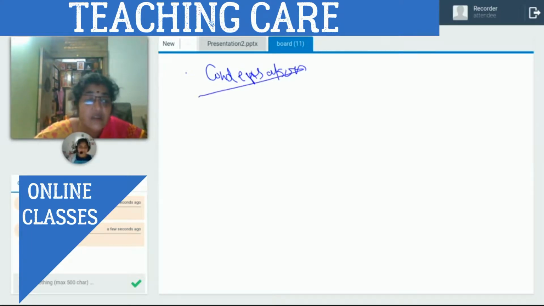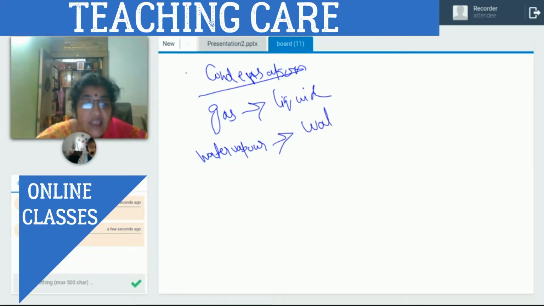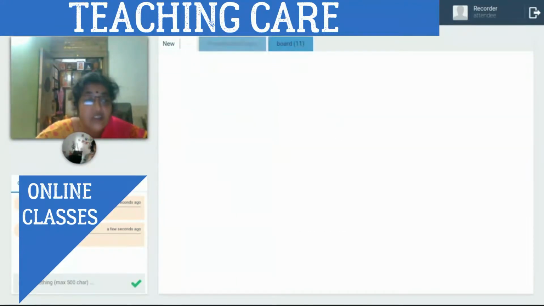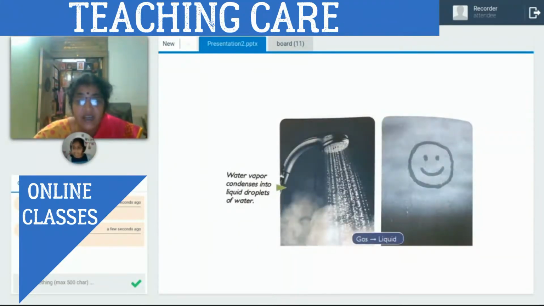Condensation is gas to liquid. That is water vapor. It will condense into water. If your water vapor condenses into liquid droplets of water. So in a mirror, you can see the liquid drops like this, right? Like this. Okay.